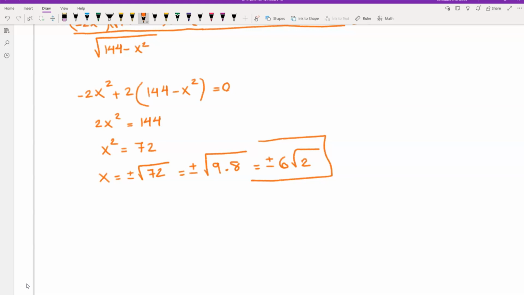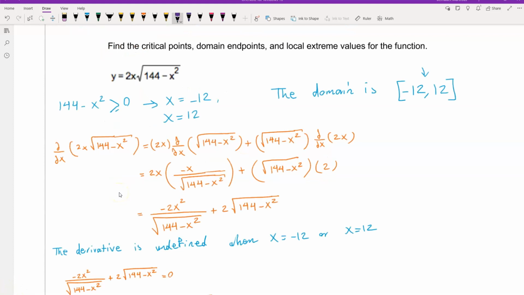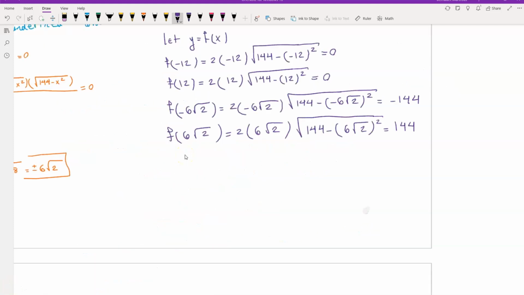Now finding local extrema of the function. Local extrema only occur at the endpoints of the domain or at critical points. So let y equal f of x, and now we have to evaluate our function at the critical points and endpoints. For f of negative 12, we have 2 times negative 12 times the square root of 144 minus negative 12 squared. The answer is 0. For f of positive 12, we have 0.